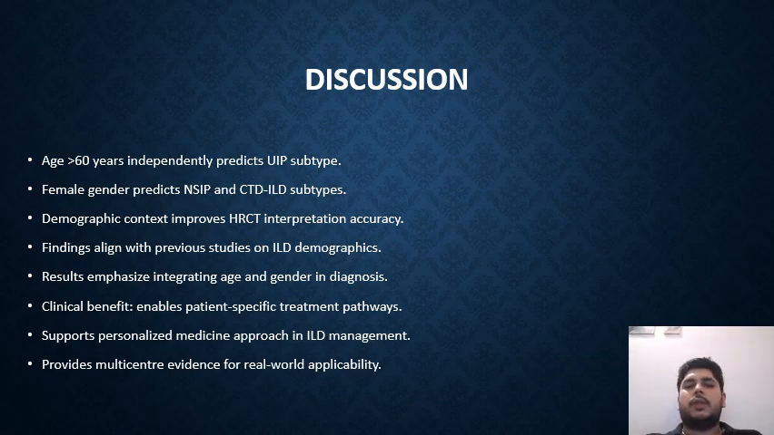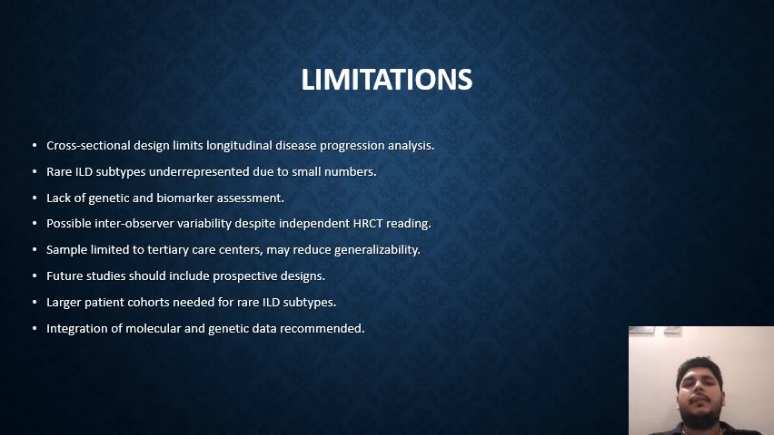Key takeaways from the study: age over 60 strongly predicts UIP, and female gender predicts NSIP and CTD-ILD. Integrated demographics improve HRCT interpretation accuracy. Our findings align with global literature and emphasize the value of a patient-specific approach. Clinically, this supports tailored diagnostic and treatment strategies, fitting into the broader framework of personalized medicine.